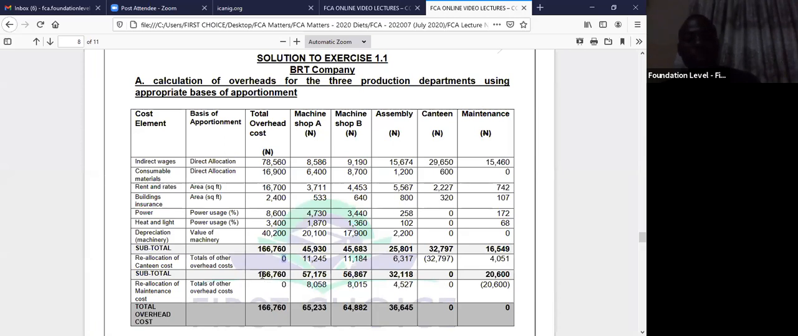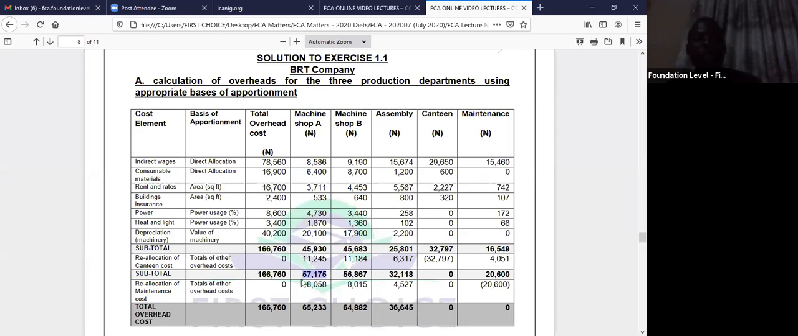Your new subtotal still remains 166,760, but now machine A has increased in value. Machine B has increased, assembly has increased, and canteen maintenance has increased. But you see, canteen has become zero. That's fine. The next thing to do is to reallocate your maintenance the way we did canteen.